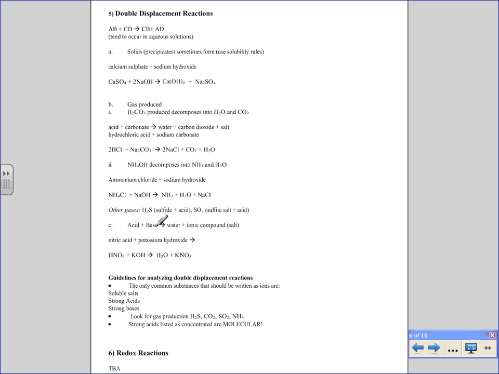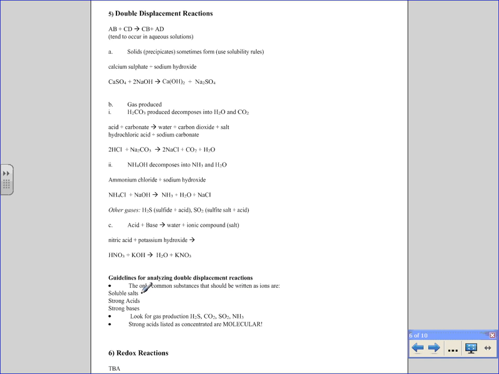Typical acid-base reactions: if you've got a strong acid and a strong base, you're always going to get water and the salt. The other acid-base reactions that you need to look for are the proton transfer ones. So, a few key things, and sometimes the double displacement reactions are actually the more difficult ones in terms of transferring into an ionic reaction.